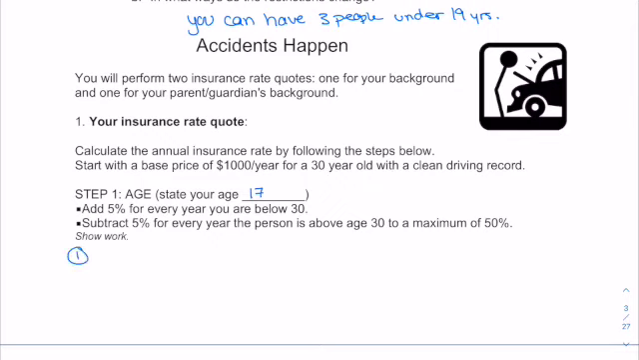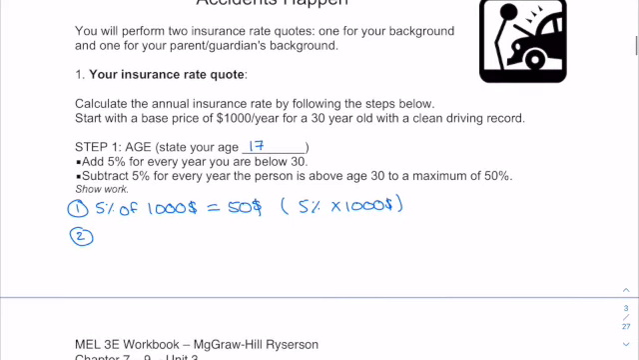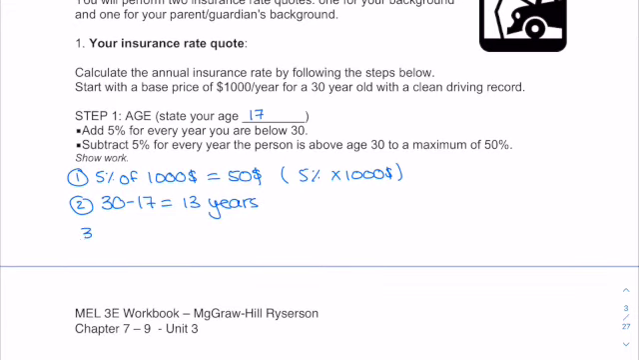So first off, let's figure out what 5% is. 5% of $1,000 is going to be $50. Now remember, it's 5% times 1,000 will give you that. The next step here is going to be to figure out how many years that is. So 30 minus 17 gives you 13 years. And then the next step is how many times do you have to put in $50? So it's 13 years times the $50 gives you $650.